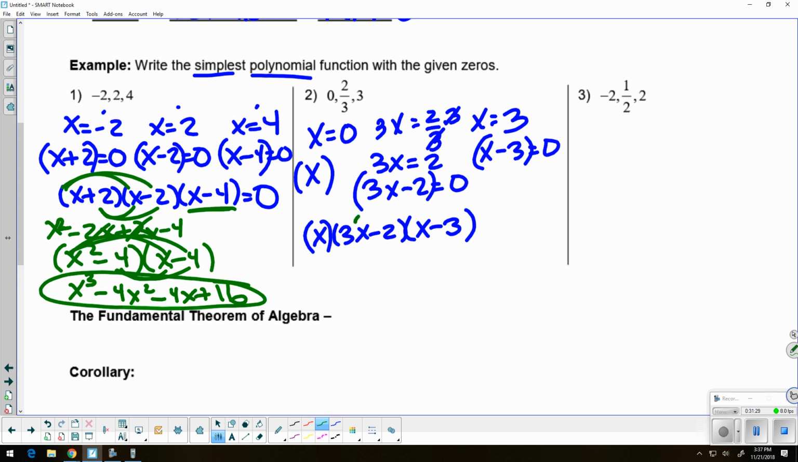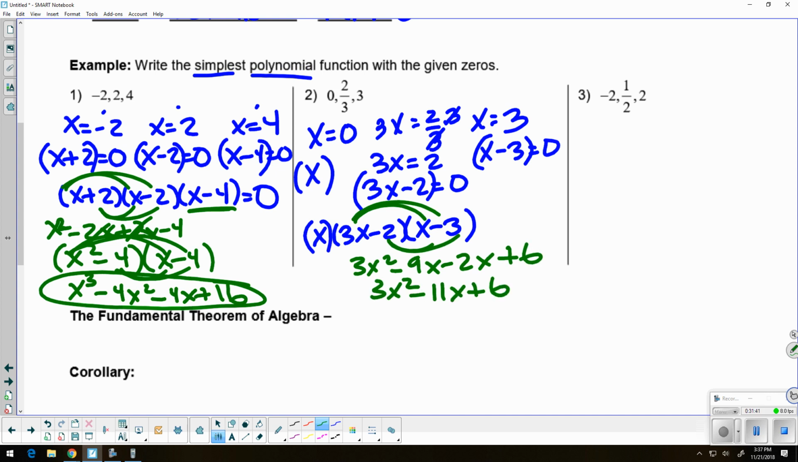So if we FOIL these two together, we'd have 3x squared minus 9x minus 2x plus 6. So we get 3x squared minus 11x plus 6. And now just take that x from the very beginning and distribute it to all 3 terms. So if you distribute that inside, you'd have 3x cubed minus 11x squared plus 6x, and that'd be your solution.